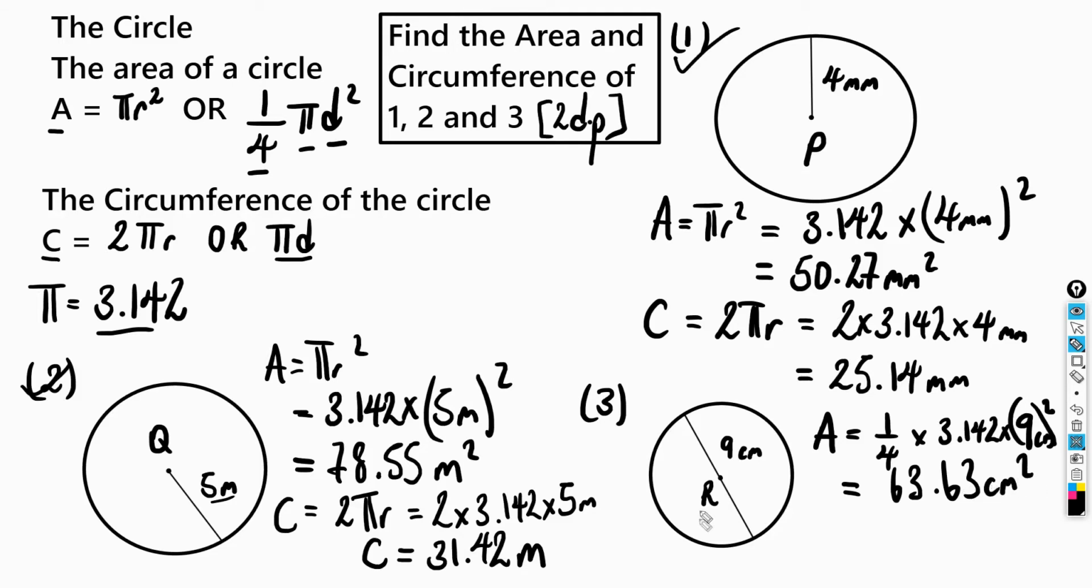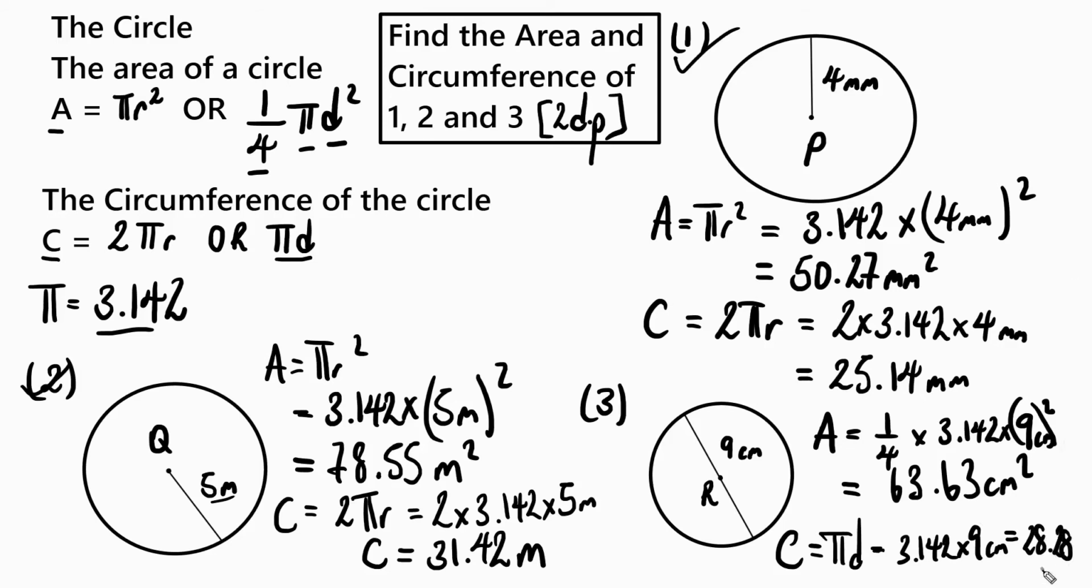centimeters squared. Okay, and the circumference in this case is going to be equal to pi d, just pi multiplied by d. So in this case, we're going to get 3.142 multiplied by 9 centimeters. Cool, very easy this way. And we should get 28.28 centimeters as the circumference.